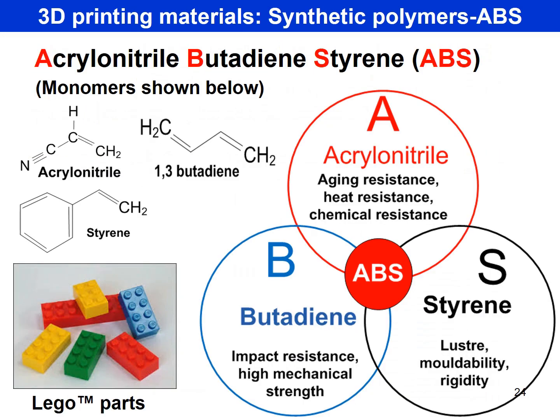A widely used material is a synthetic polymer such as ABS, which stands for acrylonitrile butadiene styrene. The monomers are shown right here, and these are mixed in the right proportions to give us ABS. Now, ABS is what Lego parts are made out of. So this is something very familiar and widely used in society.